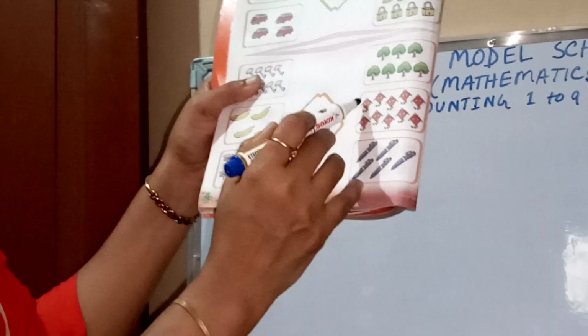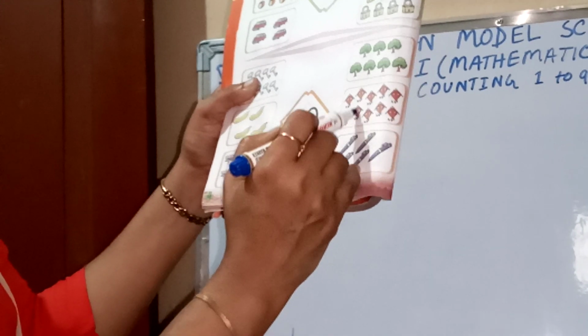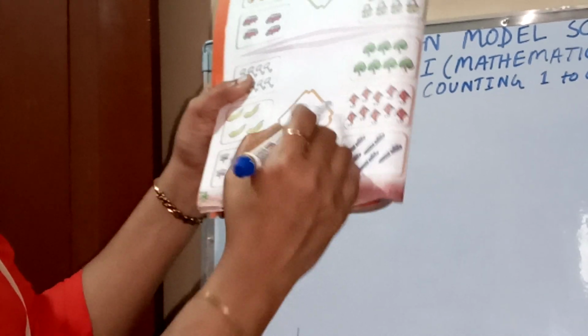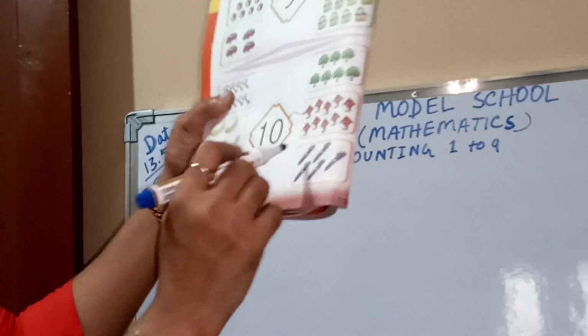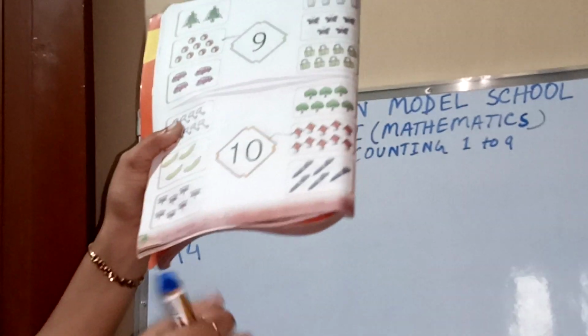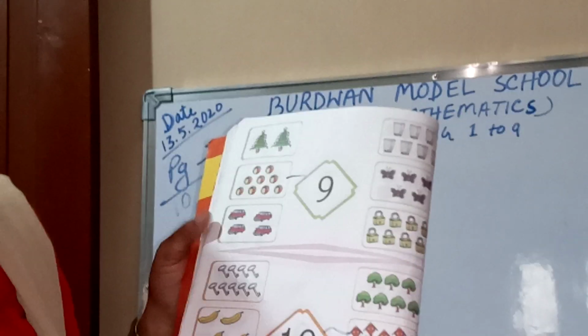1, 2, 3, 4, 5, 6, 7. This is also no. Now, how many kites? 1, 2, 3, 4, 5, 6, 7, 8, 9, 10. Yes. Match with this. 10 kites. And how many? 1, 2, 3, 4, 5. This is also not. Okay, children, understood?